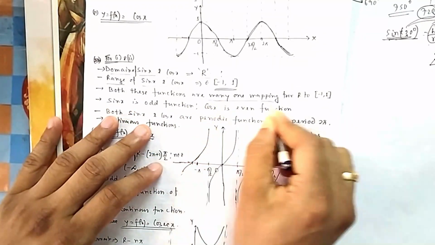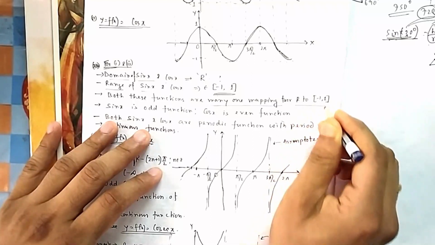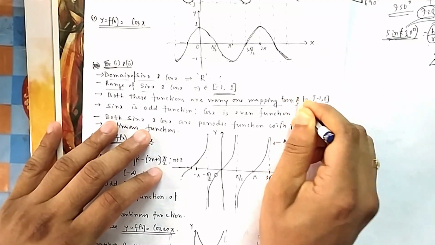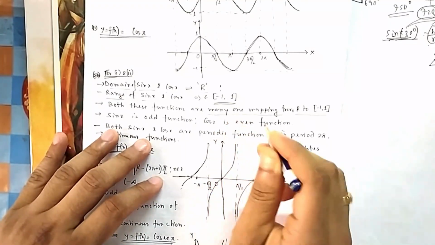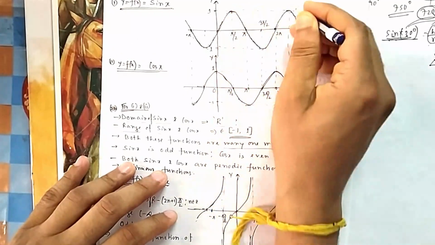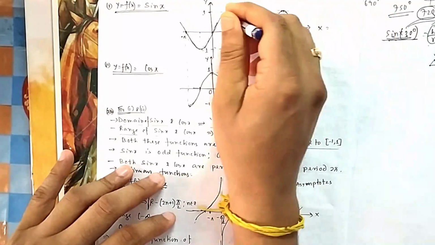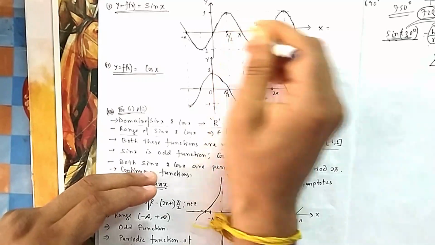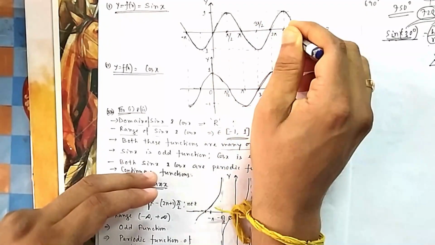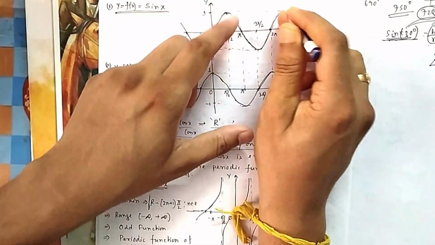Both these functions are many-one mappings. That means many-one means from many values you will get one output. Suppose this is 1, this is also 1. The output is the same. What is the output? 1. You are not getting two different outputs. But the inputs, you see, these two inputs are different. So for different inputs you are getting the same output.